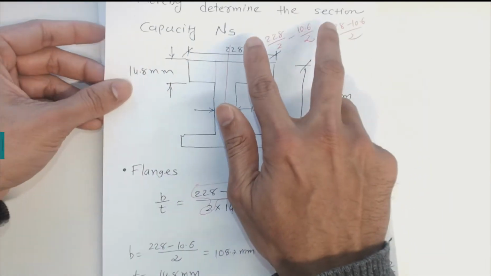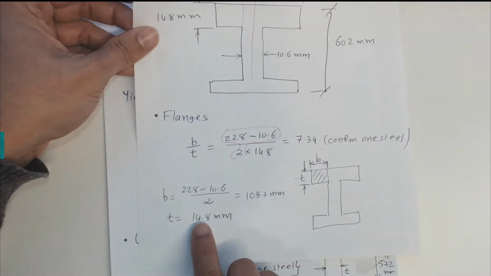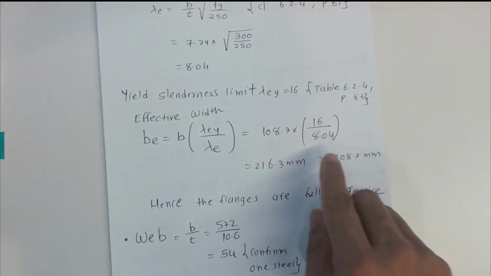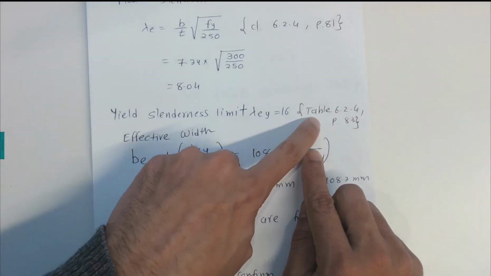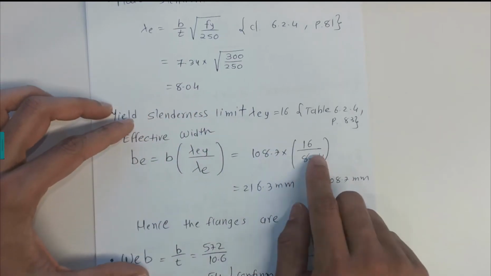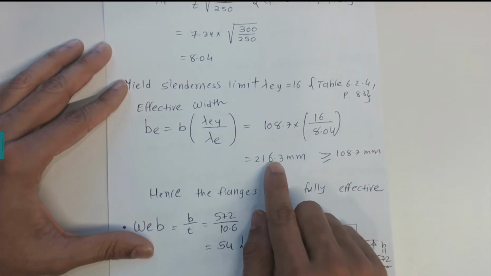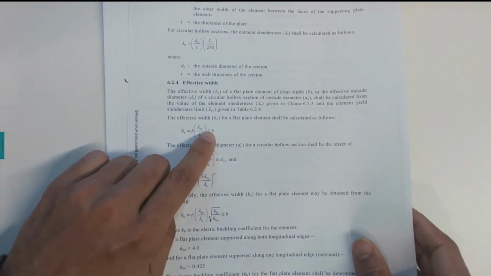That B value is this length, which is 108.7. Lambda EY is 16. We get it from table 6.2.4, and we calculated lambda E value 8.04. Substituting these three values gives 216.3. Now we are comparing this BE value with the B.